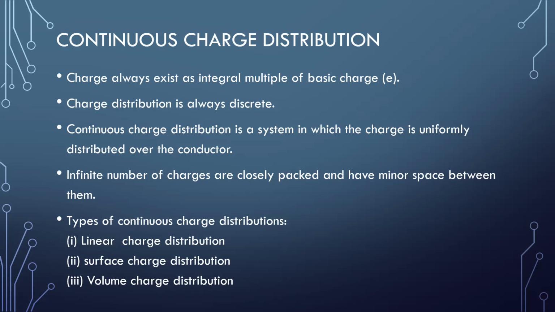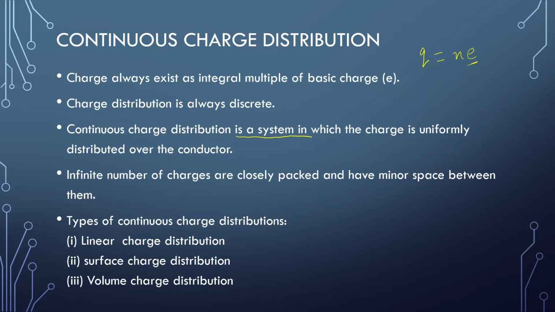In our previous discussion on properties of charge, we have said that charge is an integral multiple of the basic unit of charge, that is total charge Q is equal to n into e. That is, charge always exists as an integral multiple of the basic unit of charge, that is e, which means that charge distribution is always discrete in nature, right? There is one charge, there are two charges, there are three charges, so it is discrete in nature. Then what do we understand by continuous charge distribution?